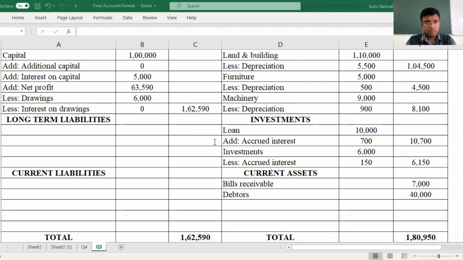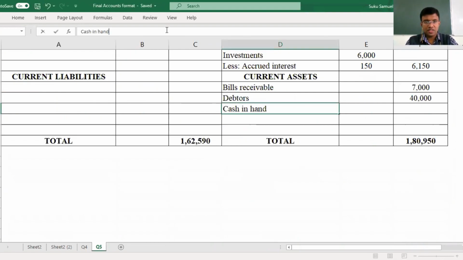Okay, now moving on, we have cash in hand. Cash in hand is a current asset, so that we have considered. Cash in hand is 500. Then we have cash at bank. Cash at bank is 7,000.